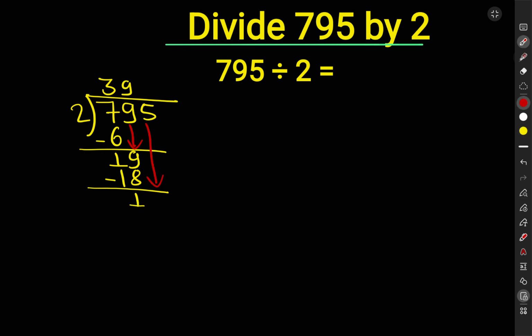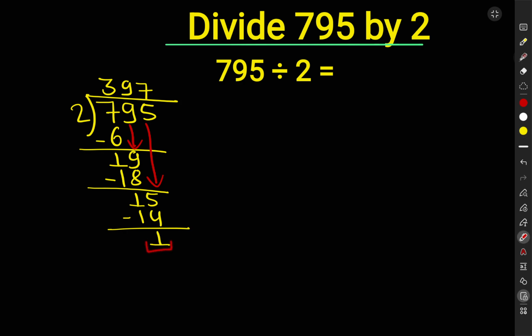So again we put down this 5 and it is 15. So 2 times 7 is 14. On subtracting we get 1.